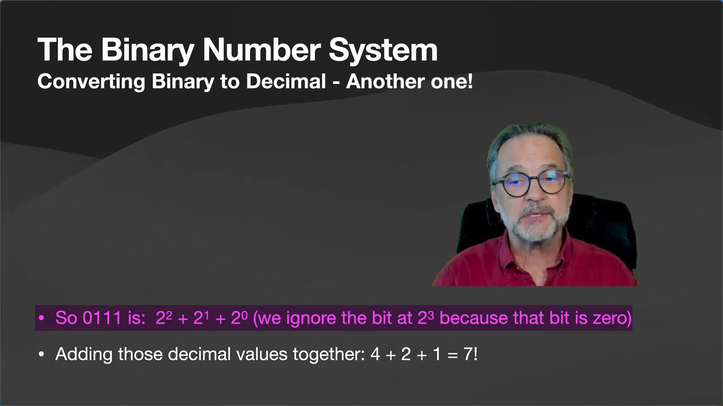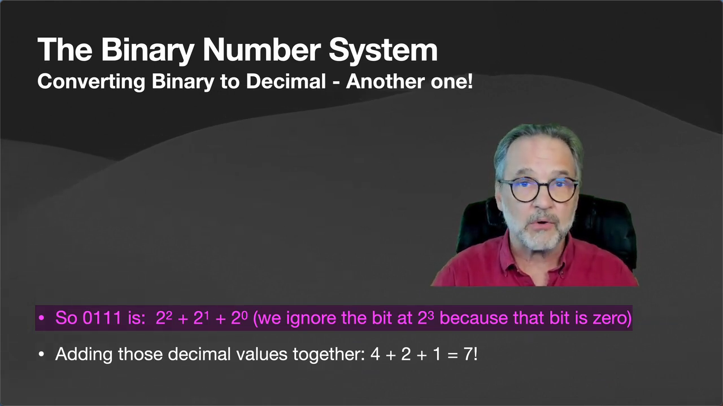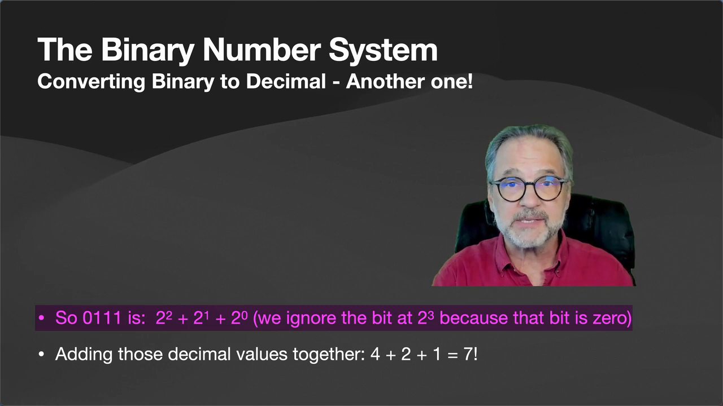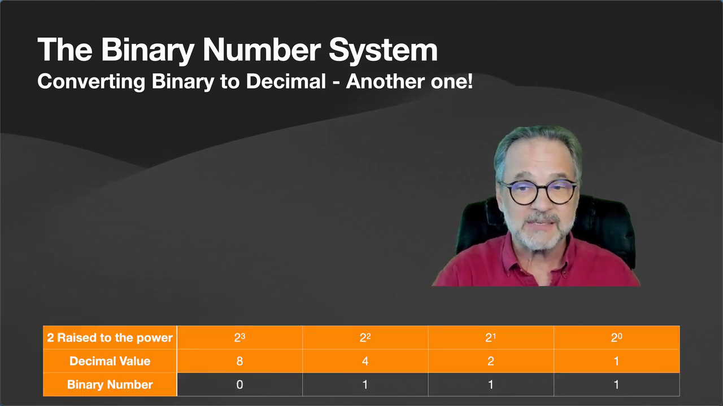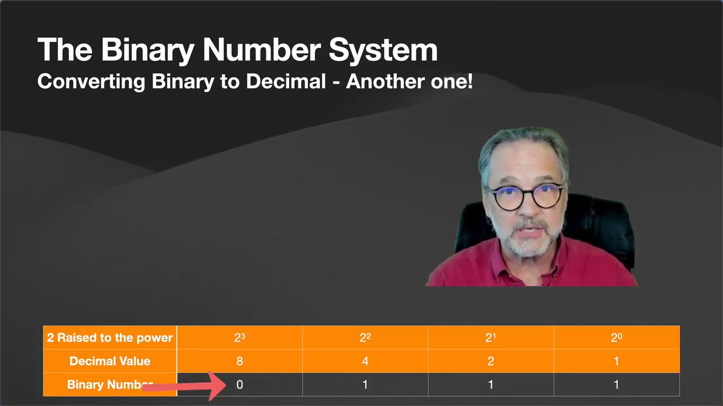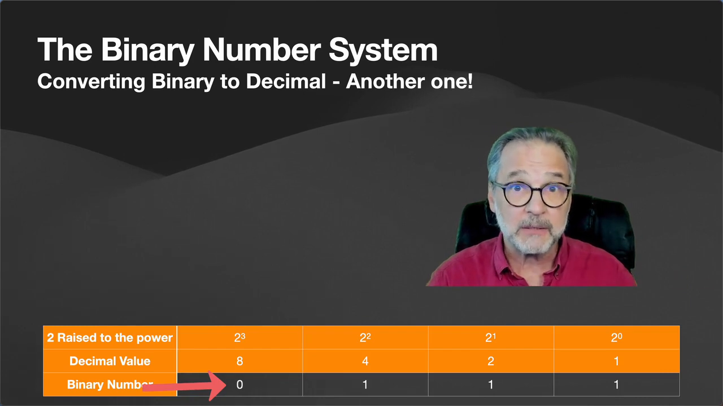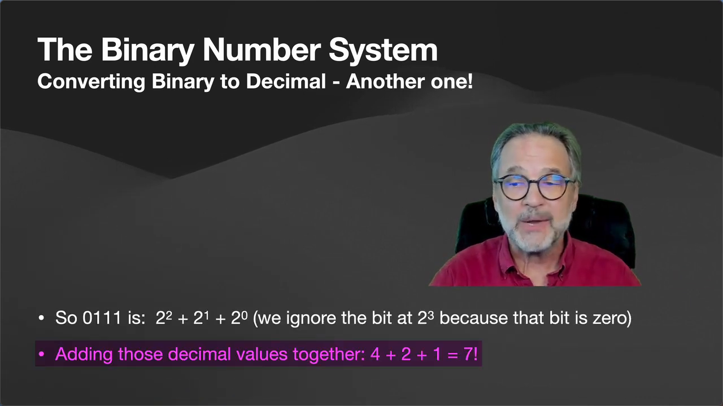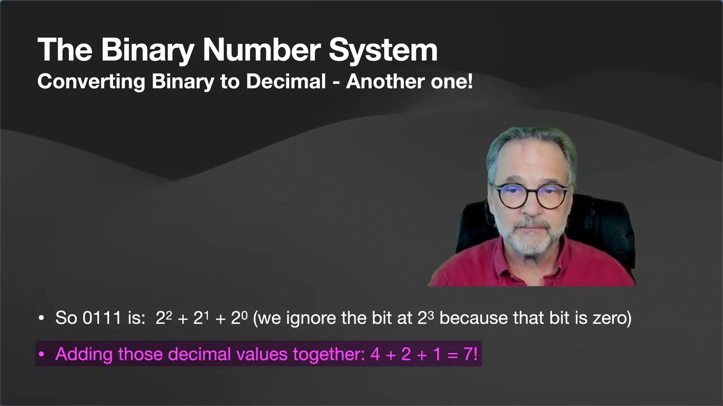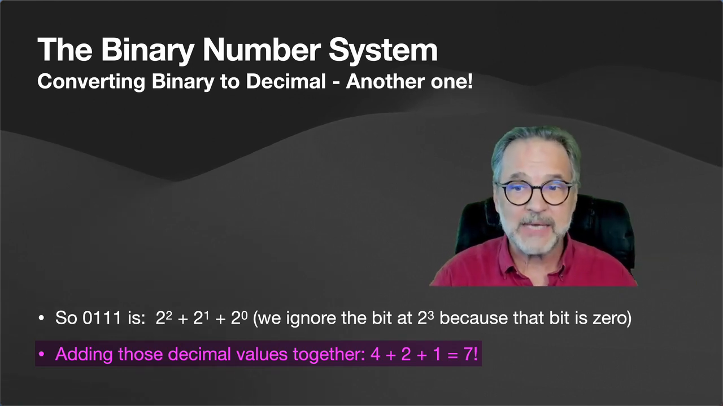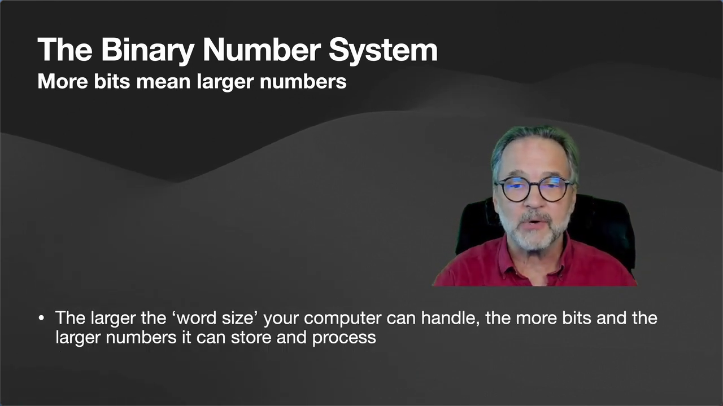So 2 to the 2 plus 2 to the 1 plus 2 to the 0. We're going to ignore the 2 to the 3 because that was a 0. If you remember, that's a 0 on the far left. That bit is a 0 on the far left. So we add those together and we get 7. And that's how it works. That's how you convert a binary number to decimal.